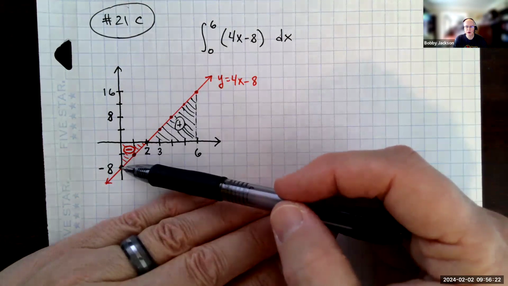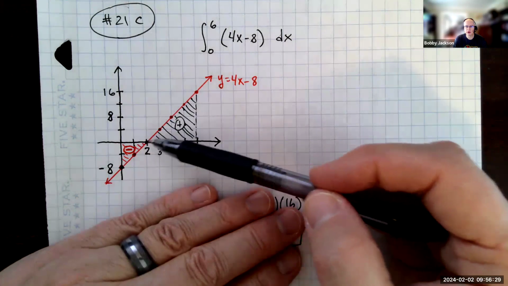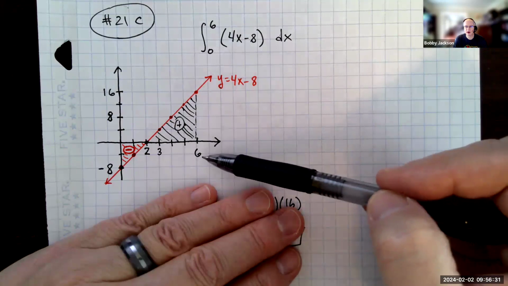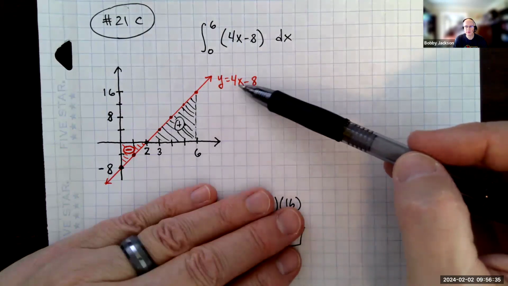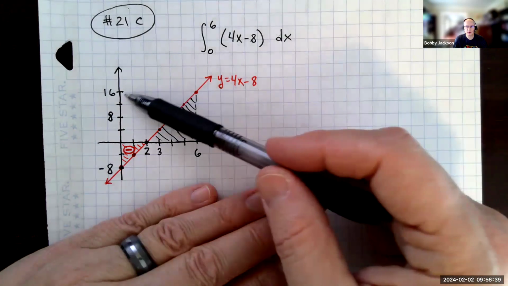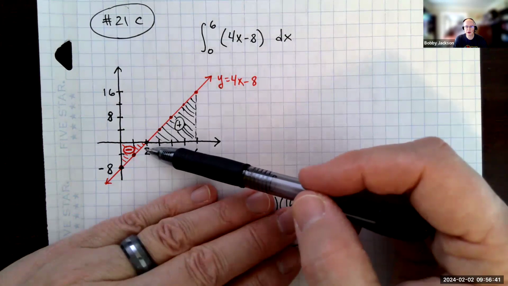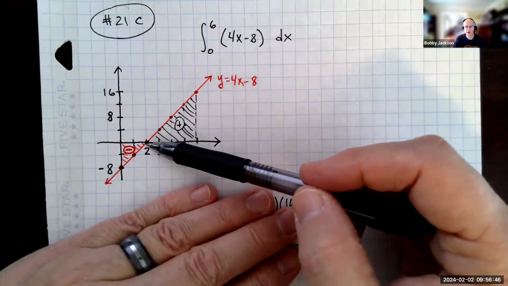And so if I go slope of positive 4 means I go up 4 over 1. Here's another point. Up 4 over 1. Here's another point, and so on. Or you can just check, for instance, if I plug 6 into this function, 4 times 6 is 24, and 24 minus 8 is 16. That's the height, that point right there where we're at 16. And of course, when we plug in 2, I get 8 minus 8, I get 0. So that's where it crosses the x-axis.